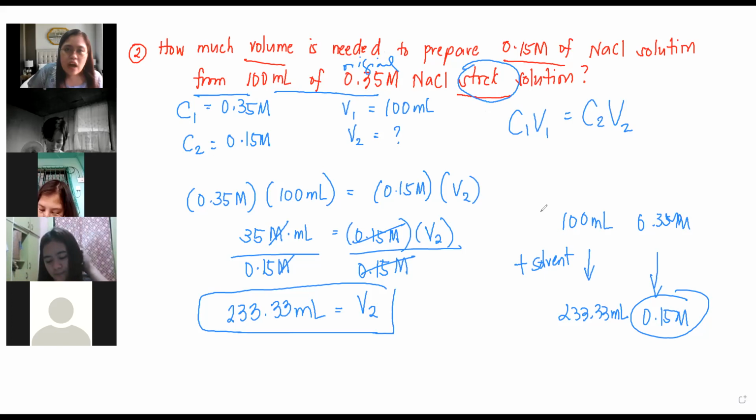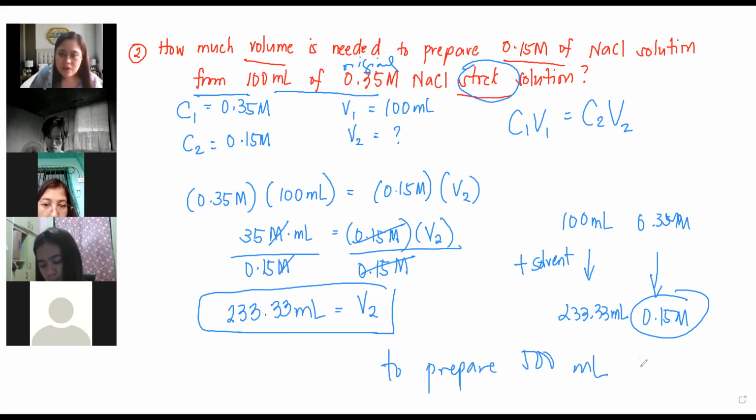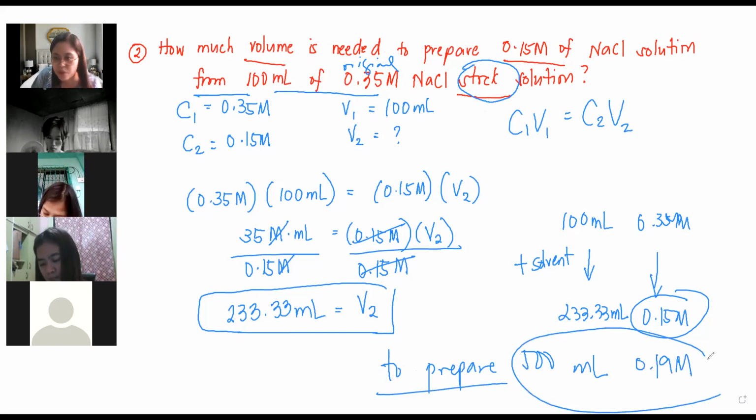And then if the hint is to prepare, for example, to prepare 500 ml of 0.19 M, since you are still going to prepare it, it is the new solution. So you should understand the problem, what is being asked: C1, V1, C2, or V2.